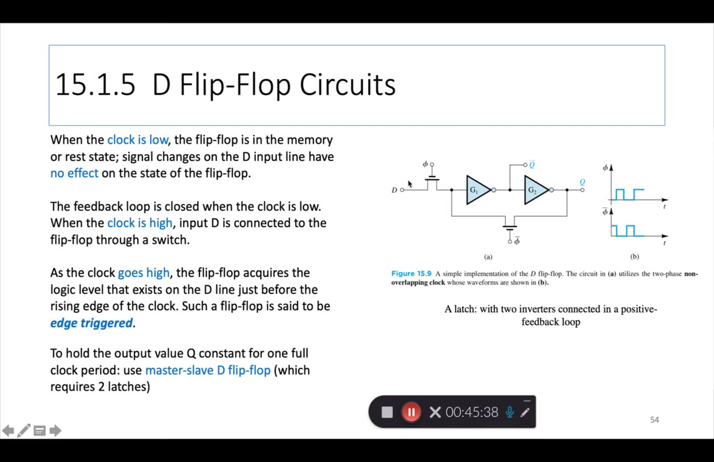Now, one of the disadvantages is that if D changes while the clock is high, those changes go through. But if you want to ensure that such changes don't go through and only what existed at D at the instant the clock flips, then you need what is called a master-slave D flip-flop, which requires two of these. It's shown in the chapter, but I'm not going to address that too much. So for our purposes, we just need to know that with one latch consisting of two inverters and these pass-through logic, we can implement a D flip-flop.